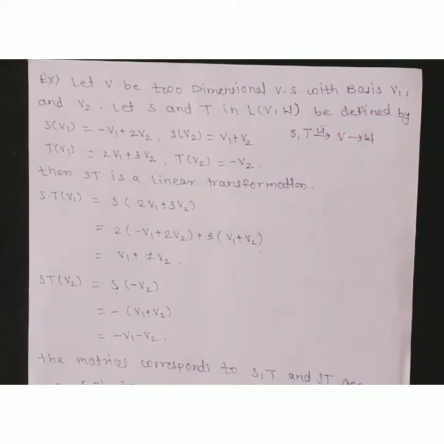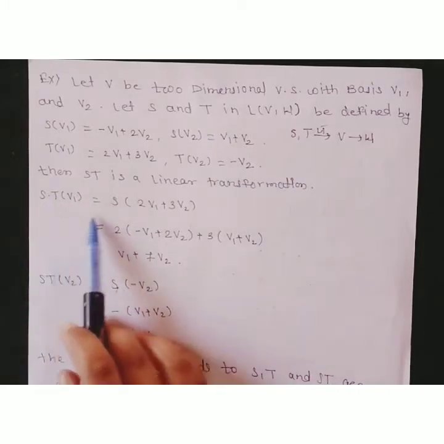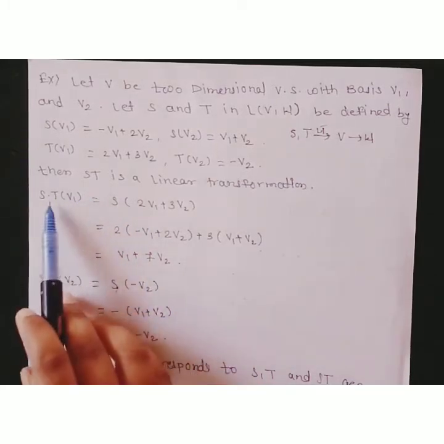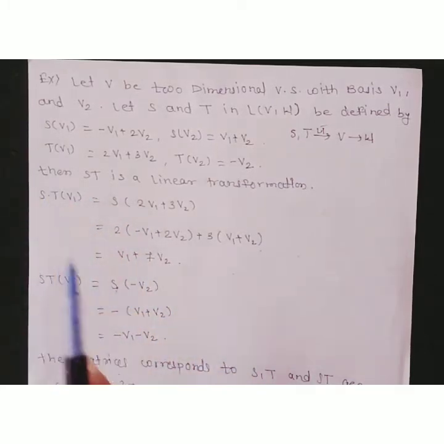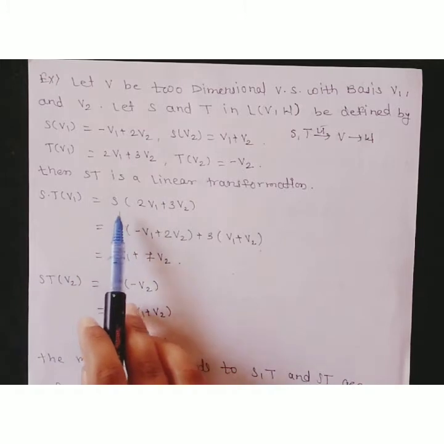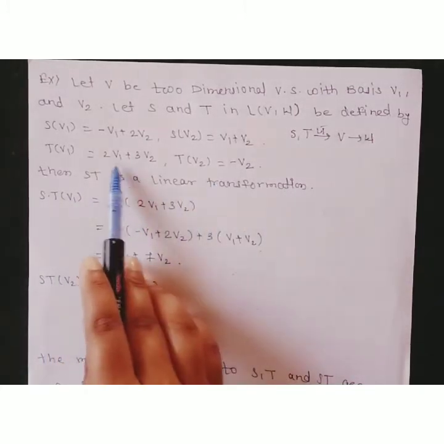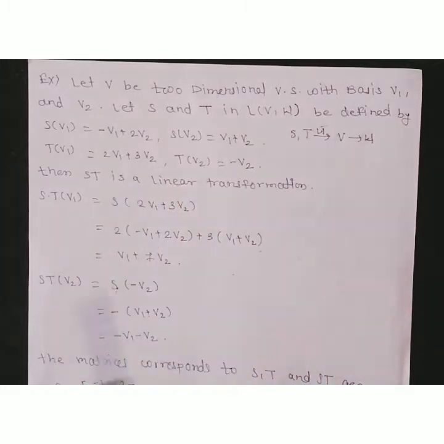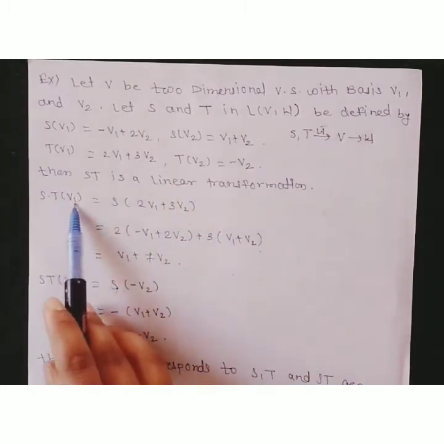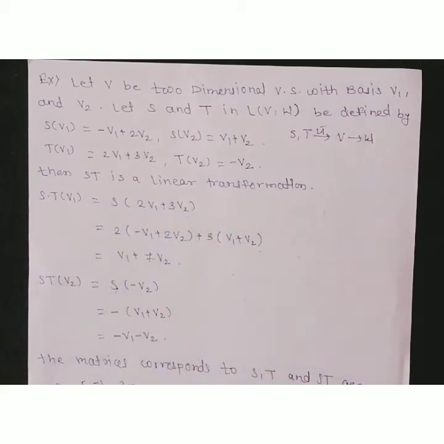Now we have to calculate ST operating on v1. For finding the transformation matrix for ST, we have to find ST operating on v1 and ST operating on v2. ST of v1 is equal to S of T of v1. T of v1 is 2 into v1 plus 3 into v2. Therefore, putting the value of T of v1 here, it is equal to S of 2v1 plus 3v2.